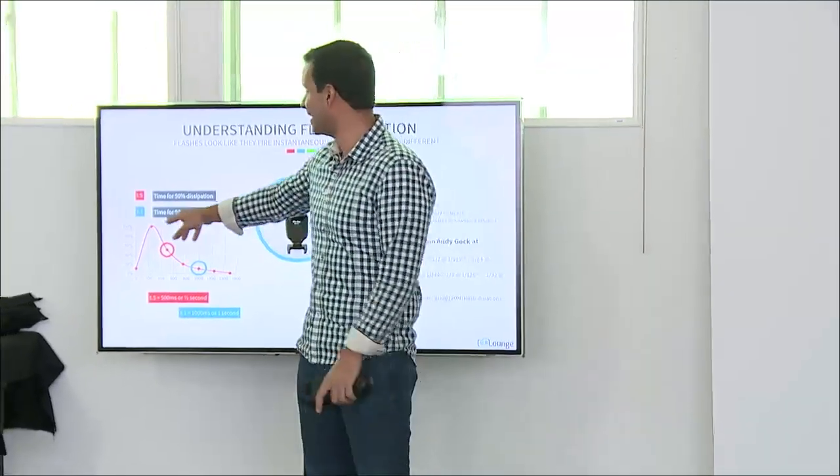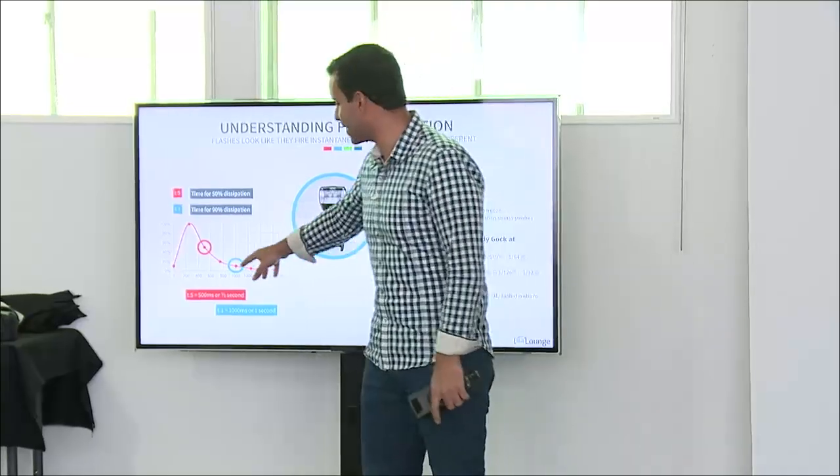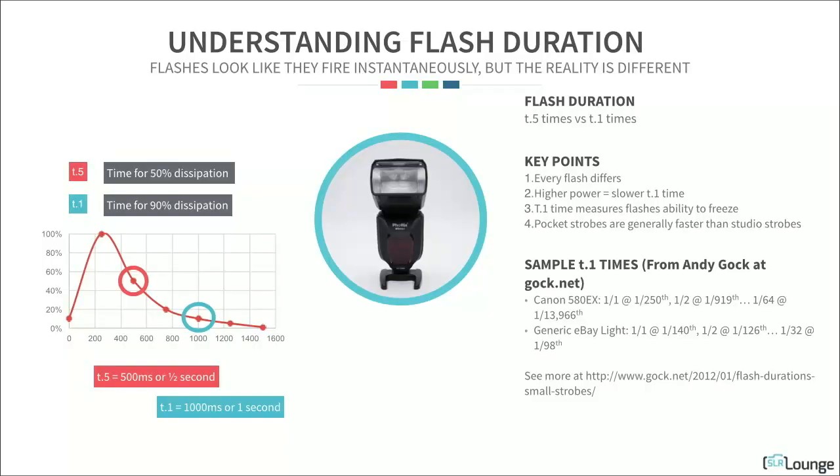Okay, so for 90% of the light to dissipate, that's the amount of time that matters to us. So when you look at a flash and see how fast that flash can actually fire, what matters is the T1 time, for 90% of the light to drop away. You want it to be shorter. And that's why people pay a lot of money for Broncolor type packs, because they have incredibly fast flash durations, even when used at very high flash powers.